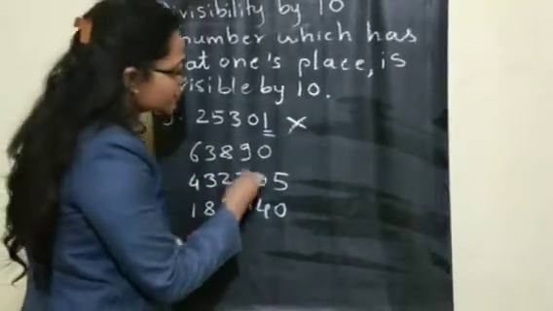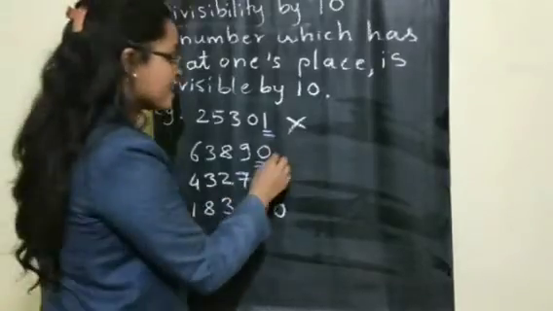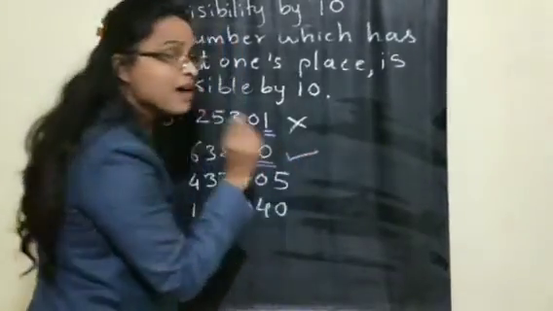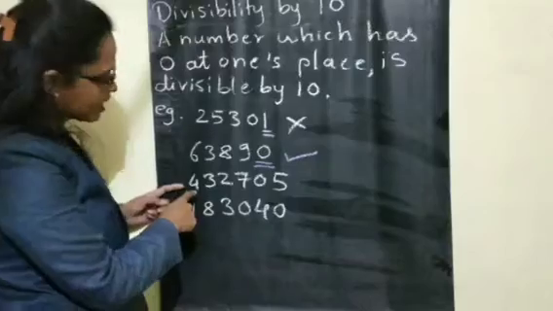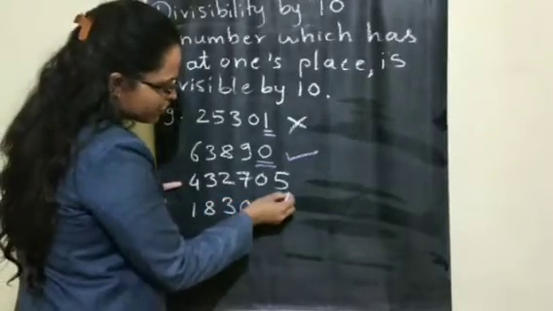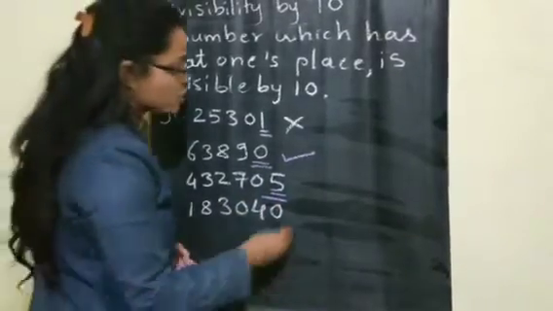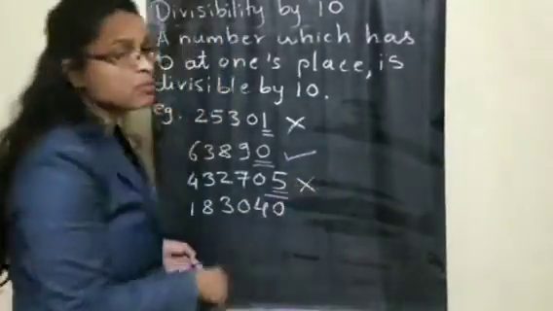63,890. Here if you check in the ones place, the number 0 is present. It means yes, this number is divisible by 10. Again check the next number. 4,32,705. If you check in the ones place, the number is 5. 0 is not present. So this number is not divisible by 10.